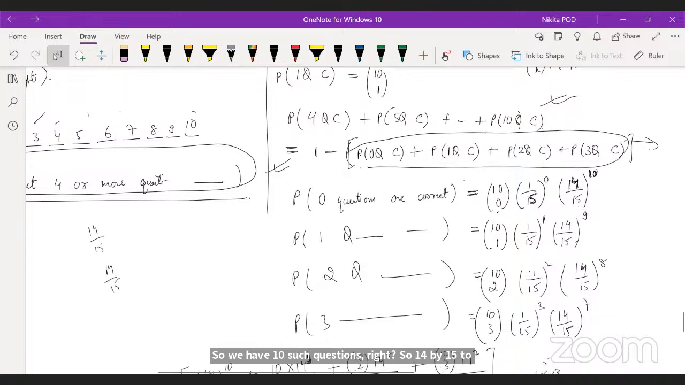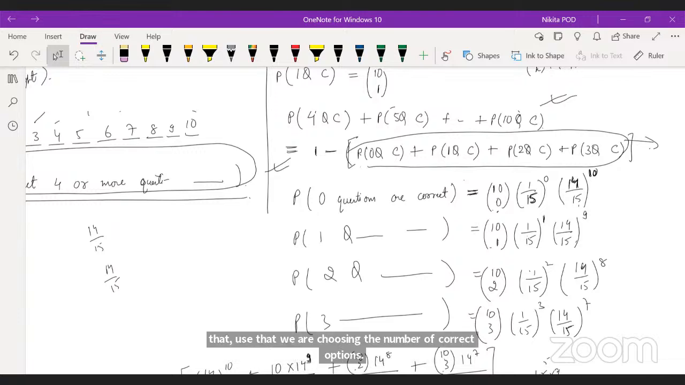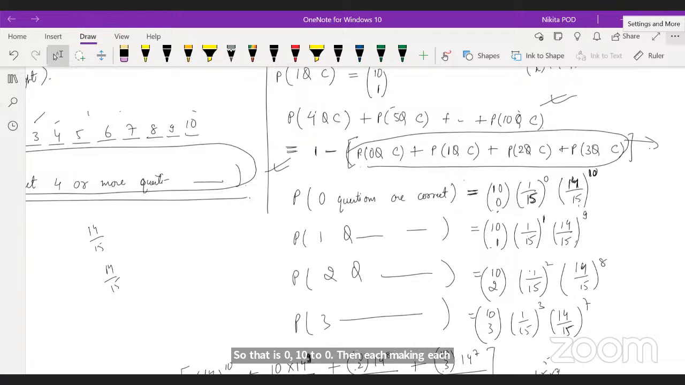Ma'am, we are calculating for 0 options to be correct. So in that case, we are choosing the number of correct options that is 0, 10 choose 0. Then each... No, forget 0. I mean, 0 questions correct means what? All the questions are incorrect. So the probability of a question to be incorrect is 14 by 15, and you have all the 10 questions incorrect. So 14 by 15 to the power 10.